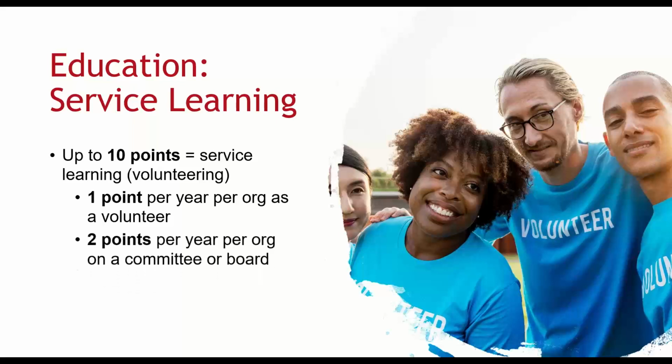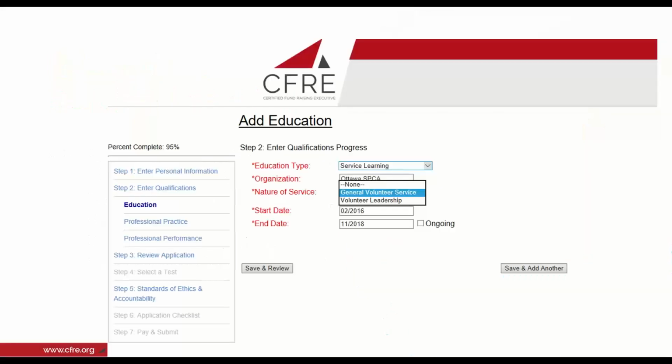If you're on a committee or board, you will earn 2 points per year per org that you're on that committee or board. And that would count, let's say, if you are on the board of your local AFP chapter, with your faith-based organization, if it's a church, a mosque, temple, whatever, that you're attending there. For schools, if your children's school has a committee or board and you serve on that, those are the kinds of things that will also count towards the service learning.